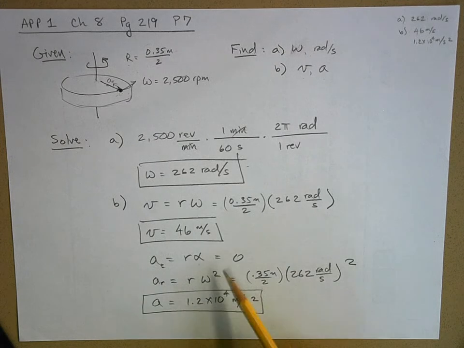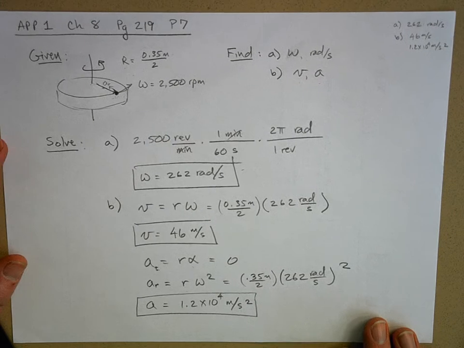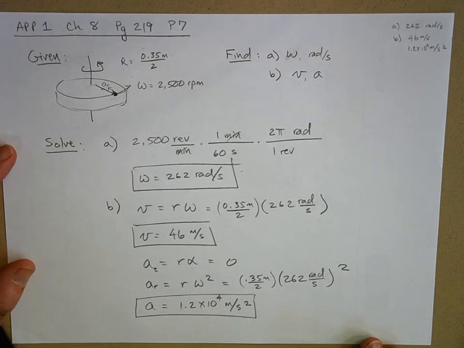Now if this was accelerating, you would have to add the tangential and the radial components, but you have to add them as vectors. Remember, they're 90 degrees apart, so you would have to use Pythagorean theorem and all that. But that's a different problem. That's another problem.